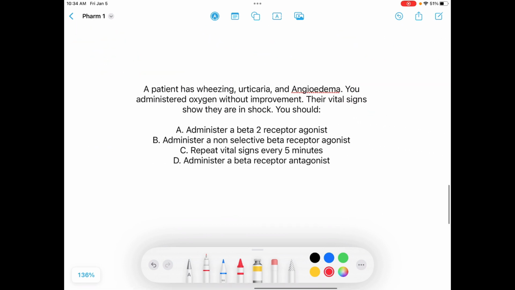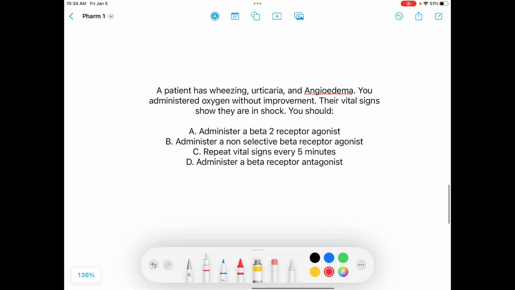Last question. A patient has wheezing, urticaria, and angioedema. You administer oxygen without improvement. Their vital signs show that they are in shock. You should A, administer a beta-2 receptor agonist. B, administer a non-selective beta receptor agonist. C, repeat vital signs every 5 minutes. Or D, administer a beta receptor antagonist. Take a moment, pause if you need to, think of an answer.